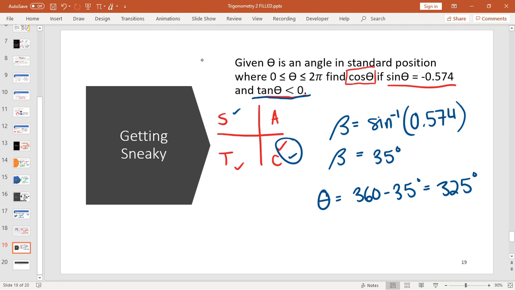And because we didn't want the angle, we wanted the cosine ratio of that particular angle, we do that last step, and it's just on your calculator. Punch it in, and it should return 0.819. So watch what we're asking you for.